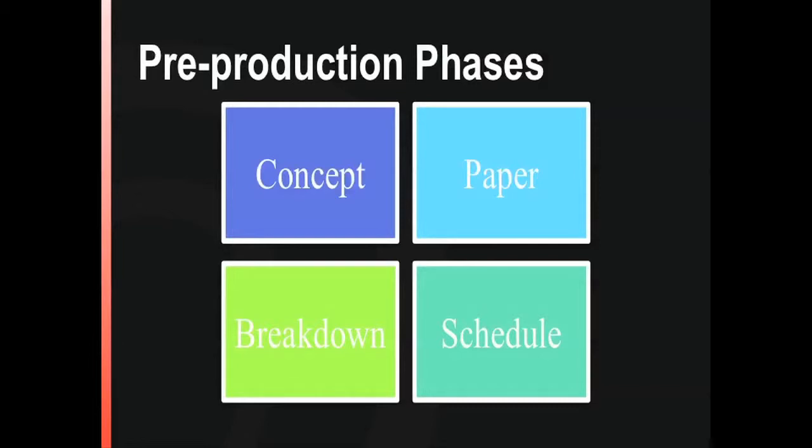So we're going to talk about conceiving stuff, how to conceive an idea. We're going to talk about how to get it down on paper. Then we're going to talk about, once it's down on paper, how to break it down into production elements. Okay? And then how to break that down into a schedule. So that's everything you need to know before you go out and actually shoot your video.